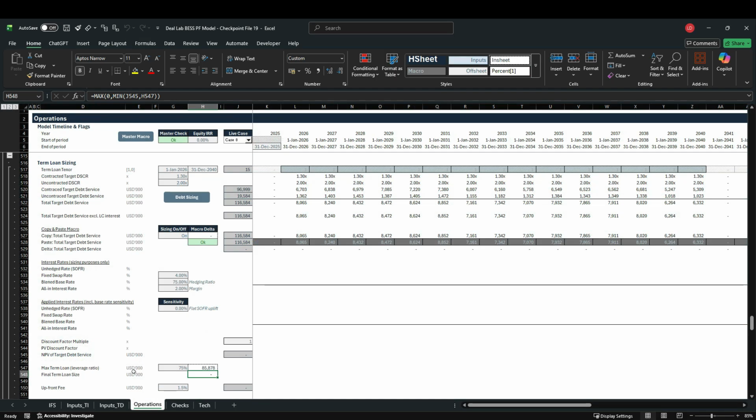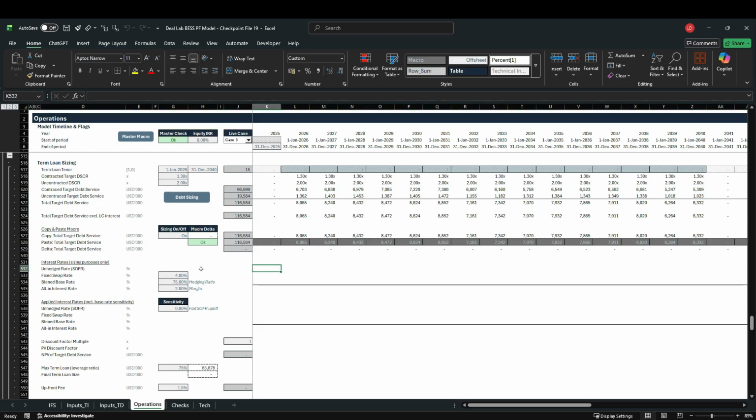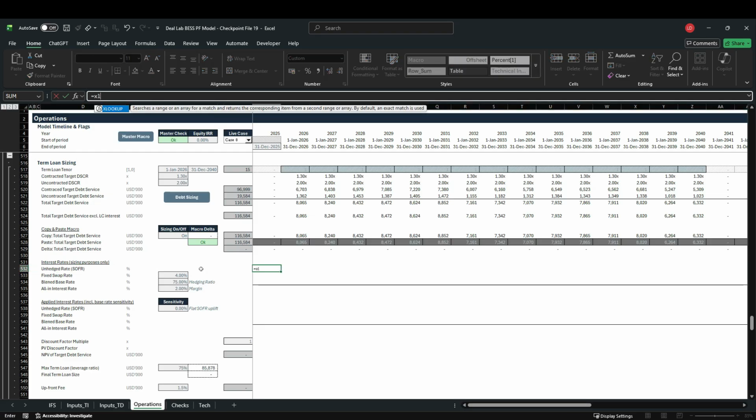And the first thing we will have to do in this lesson is pulling in our different interest rate assumptions, before we can use those interest rate assumptions to then discount our total target debt service at the cost of debt in each period to ultimately arrive at our final term loan size. So let's start by pulling in our SOFR forward curve in row 532. And we'll do this using an XLOOKUP.